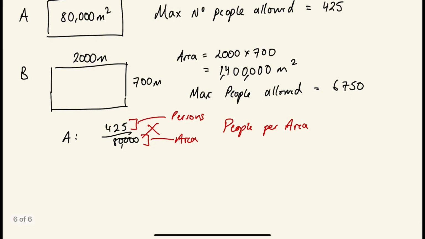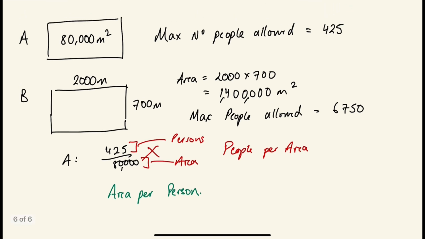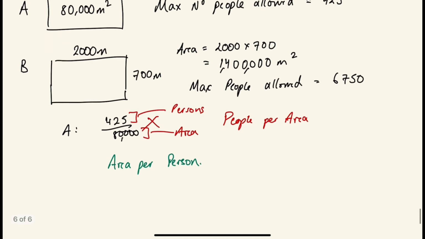The correct thing is you want the area per person. Basically, if you had 425 people in the place, what's the area allowed for them to occupy? What area can one person have in the festival? So the way to calculate that, the area we have is 80,000 over the number of people, 425. Again, it's a calculator paper, just put it in the calculator.